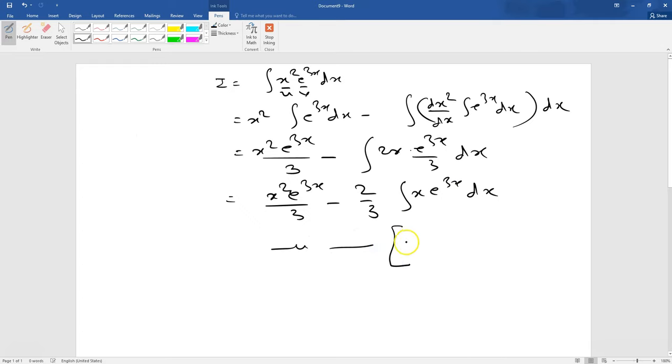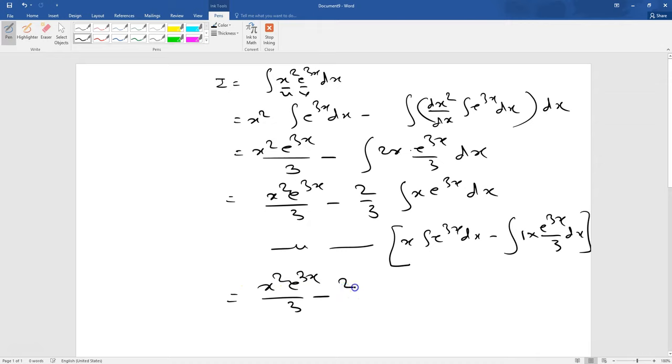So again, this x e raised to 3x dx minus the derivative of x is going to be 1, integration of e raised to 3x will be what? e raised to 3x upon 3 and dx, right? Now when you solve this, this will be x square e raised to 3x upon 3 minus 2 by 3 x e raised to 3x upon 3 minus 1 by 3 times the integration of e raised to 3x, which is e raised to 3x upon 3, and then plus c.